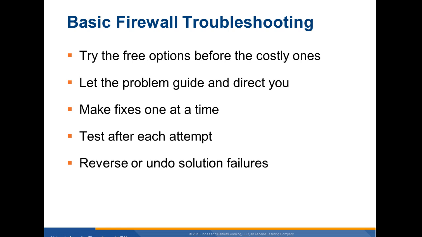Make fixes one at a time. Only try one fix or repair option at a time. Attempting multiple fixes at once is more complex and might mask the successful resolution. Test after each attempt. After each fix is made, test the repair to see if it was successful. Reverse or undo solution failures. If a fix does not resolve the issue, undo it to return to the previous state. Leaving failed fixes in place may cause other problems or may intensify the main problem.